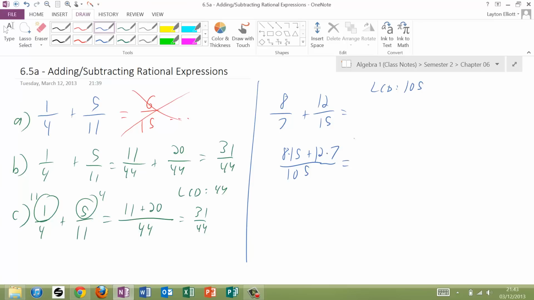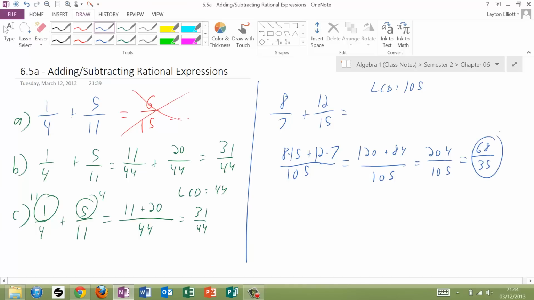And then I would get a final answer. 8 times 15 is 120. 12 times 7 is 84, over 105. And I'd add to get 204/105. Something that may not be obvious all the time is that when we add fractions, we might be able to simplify. 204 and 105 are both divisible by 3, so if I divide by 3, I would get 68 over 35. And we have a final answer.